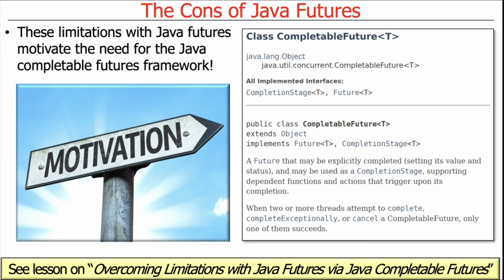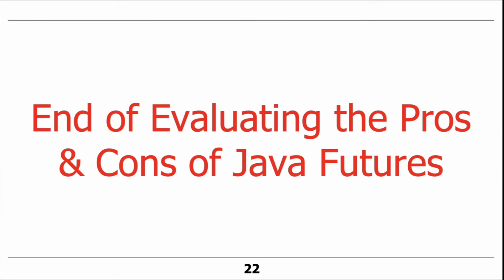These limitations with futures motivate the need for the Java completable futures framework. So going back to my earlier point about what can be improved, these are all things that can be improved, and in fact, they are improved, and we'll talk about that starting next class when we start talking in earnest about Java completable futures, which fix all of these quirks with Java futures.